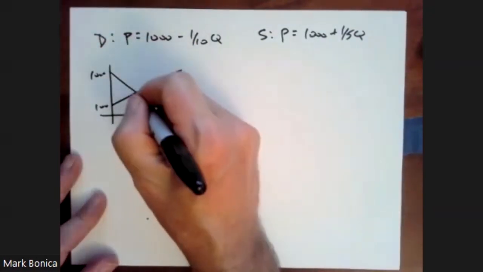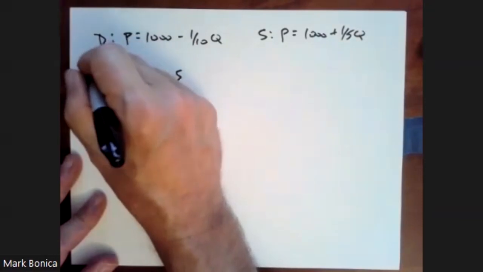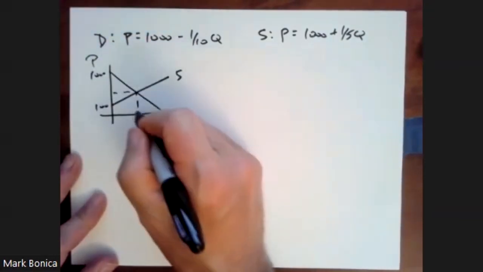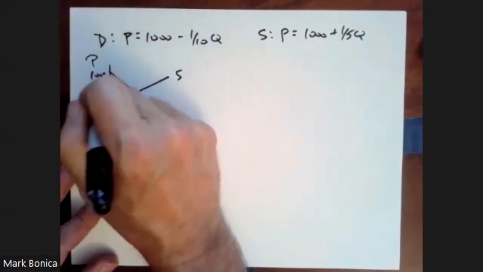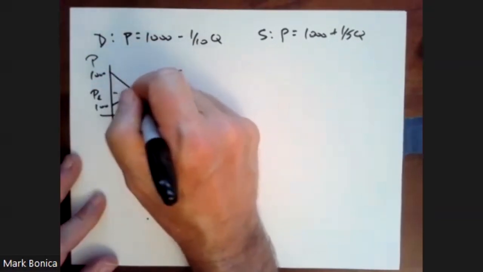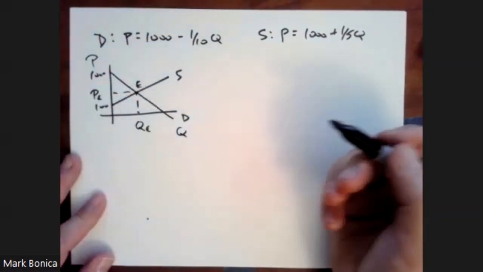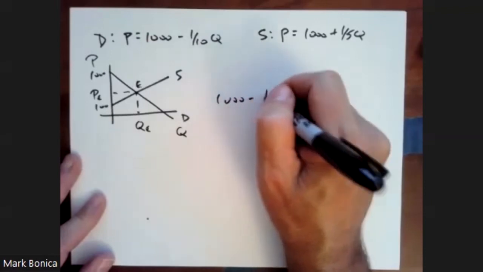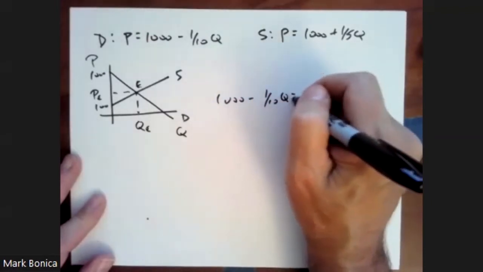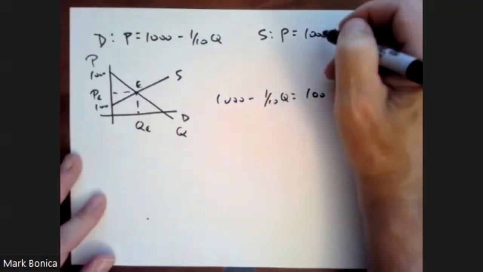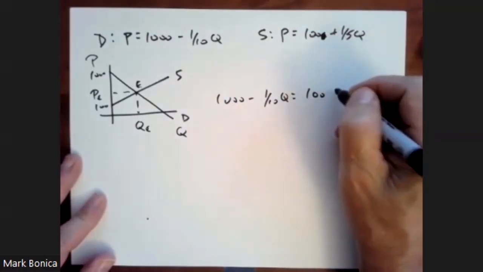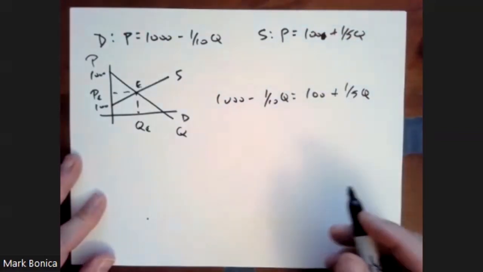And so we want to find our equilibrium quantity and our equilibrium price. This is the equilibrium point. How do we find it? We set the two equations equal to each other. That should be 100, not 1,000, plus 1/5 Q. That'll throw me all off.